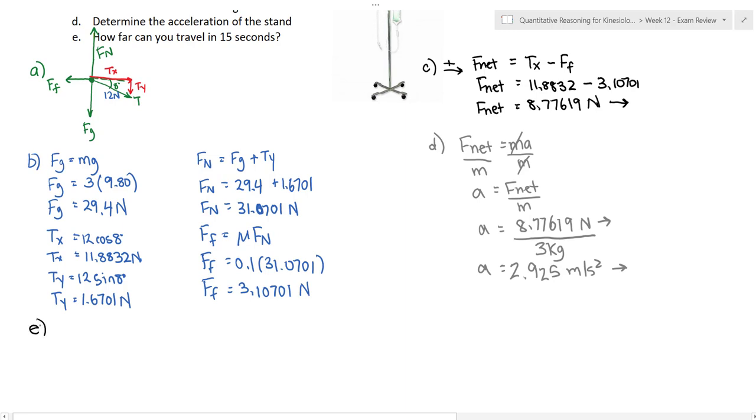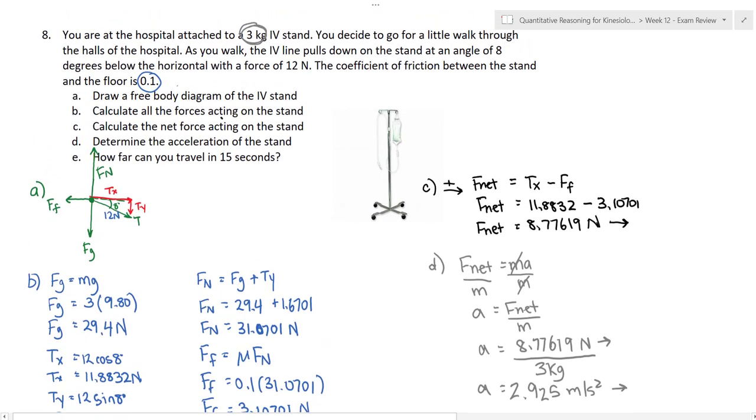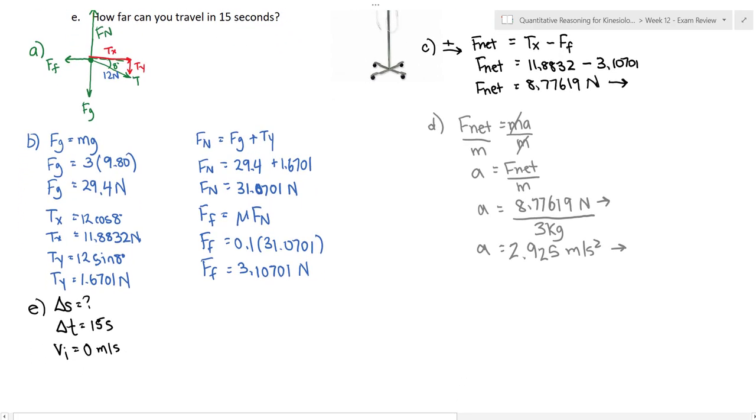For part E, we're going to write down all the information that we know. We want to know how far can you travel, so that's delta s, my question mark, in 15 seconds, which is delta t. We're going to assume our initial velocity is 0 meters per second, because it doesn't tell us how fast we were going to begin with, but it says you decide to go for a little walk, so we're going to say we started off not moving yet. And the acceleration we just found was 2.925 meters per second squared. It's to the right, so we're going to say that's positive, because positive's to the right.